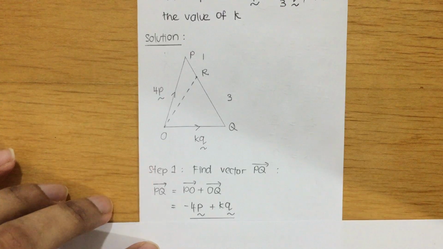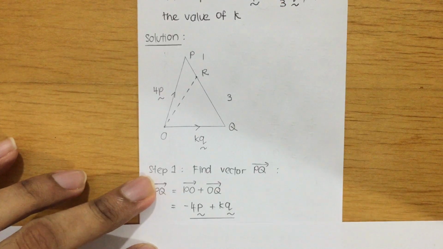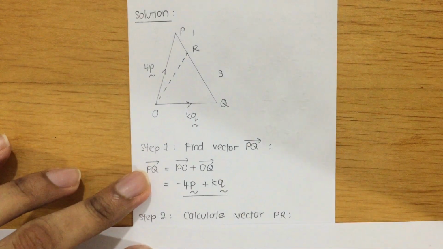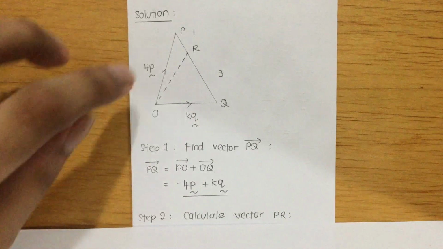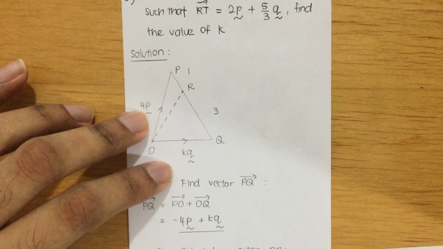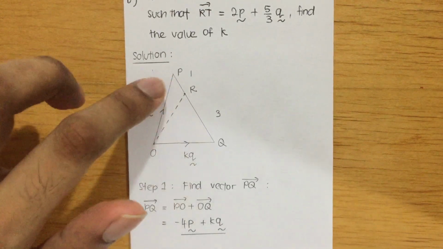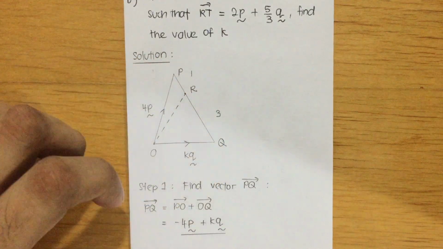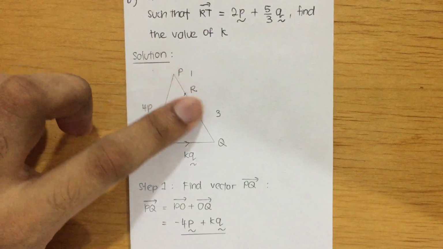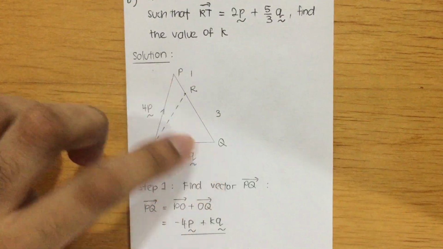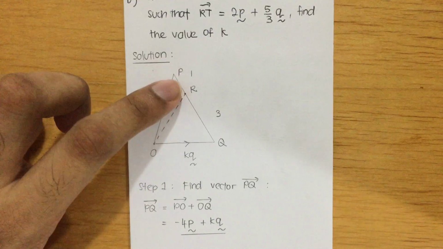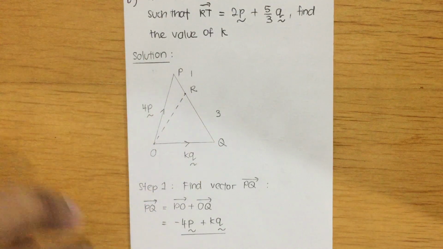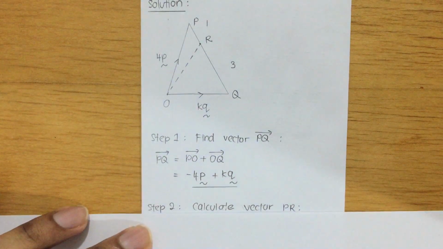Okay, once you have found your vector PQ, the second step is we need to calculate the vector PR. So how to calculate the vector PR? As you know, this straight line is divided into a ratio of 1:3. So the vector PQ is represented by the whole ratio, which is 1 plus 3, which is equal to 4. So PR is actually 1/4 out of the total vector PQ guys. I hope you get the understanding that I've told you.